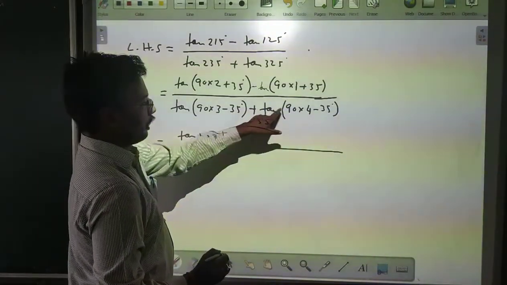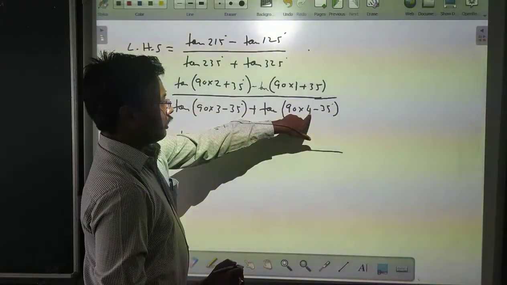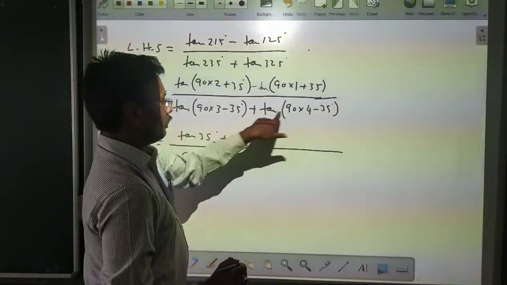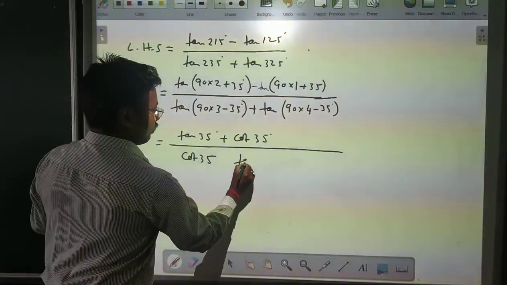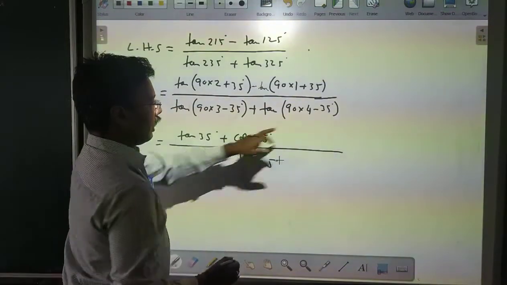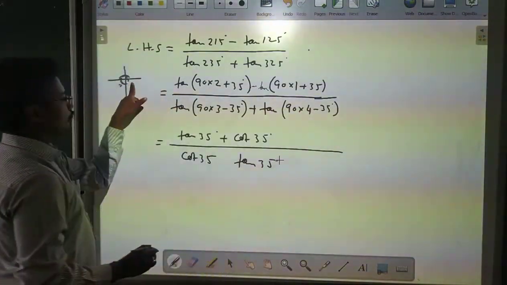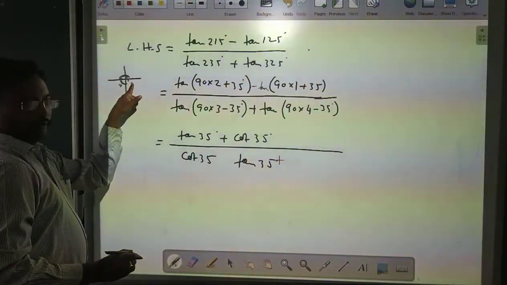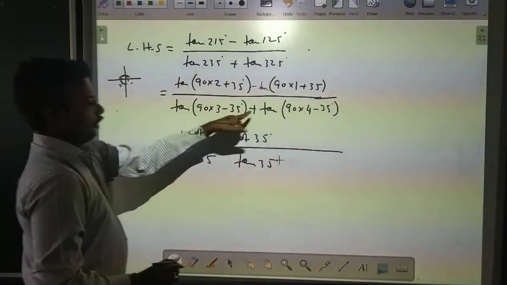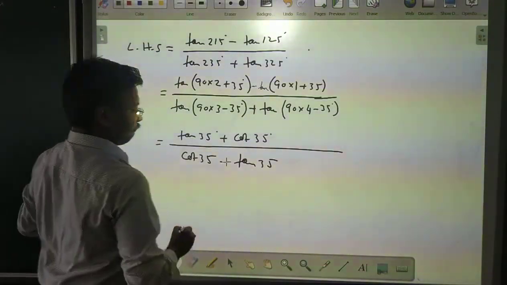Then we have tan of 90 into 4, which is even, minus 35. So if it is even, no change in trigonometric ratio, we get tan 35. And this angle is coming in the fourth quadrant. Fourth quadrant is positive for cos or sec. So there is a change in the sign.